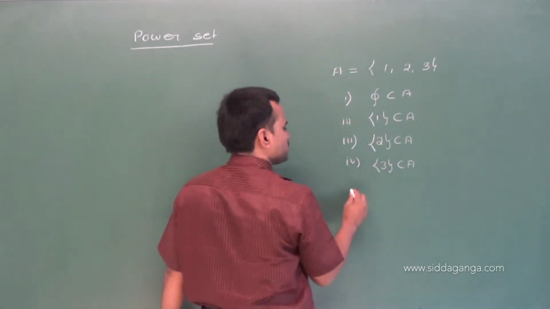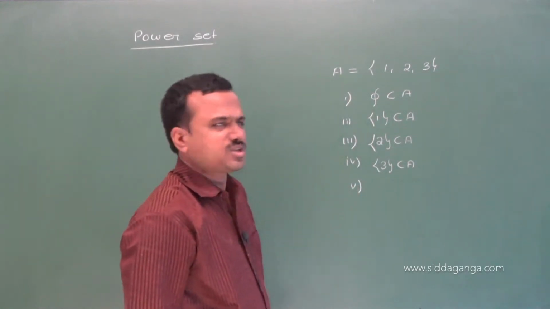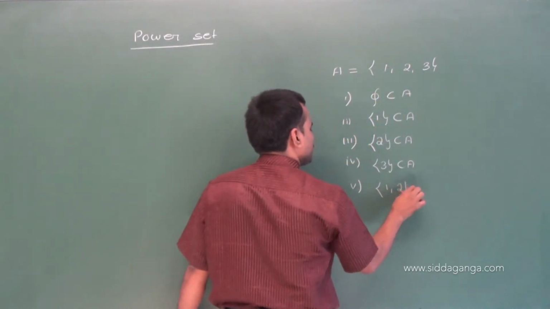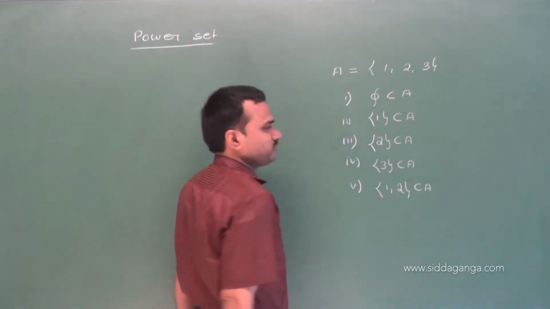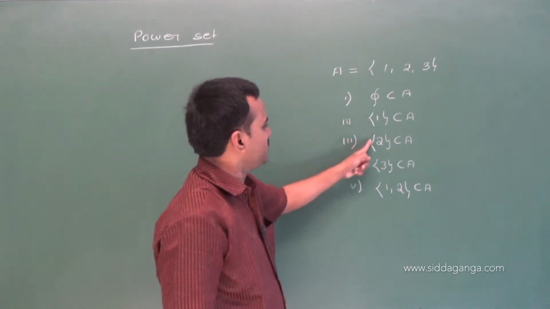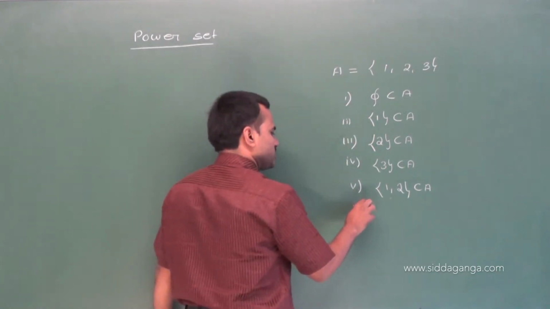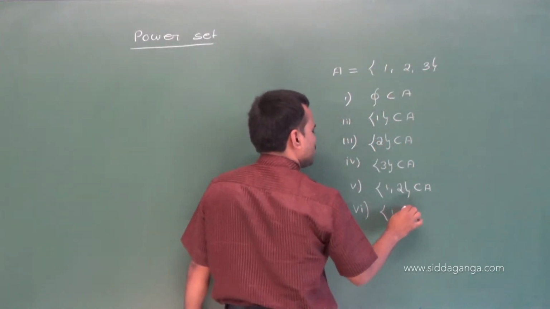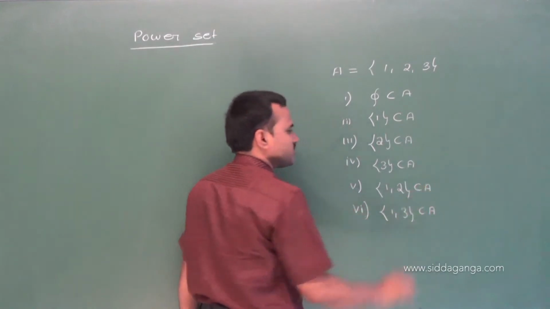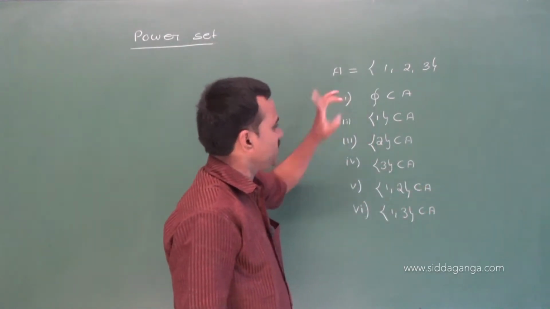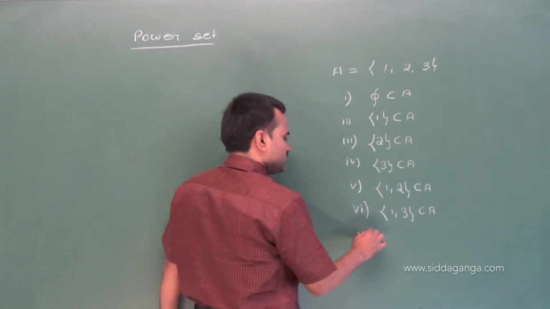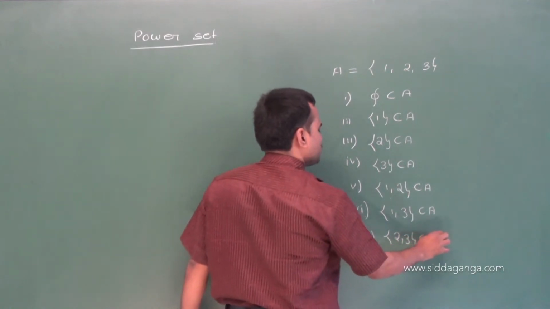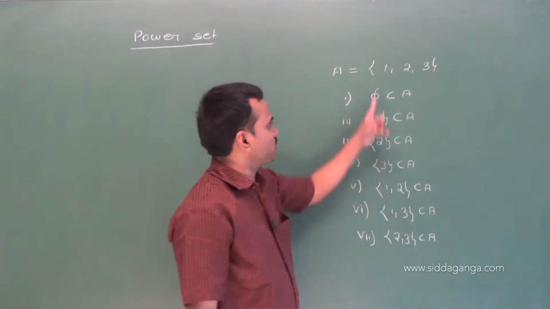We write the number of subsets. Next I take {1, 2}. This set is also a subset of A. It contains 2 elements, while these others contain 1 element. The sixth one, I take the set containing 1 and 3: {1, 3} is also a subset of A. One more, the seventh one: {2, 3} is also a subset of A, since 2, 3 is present in A.